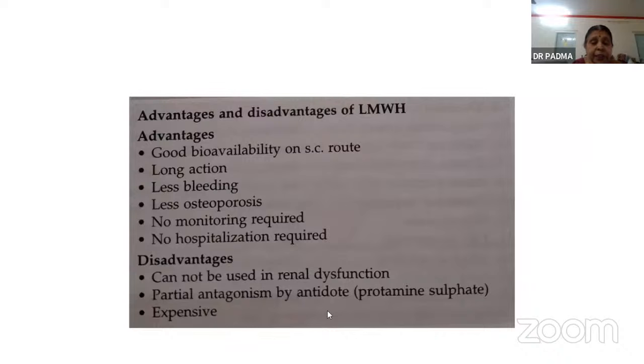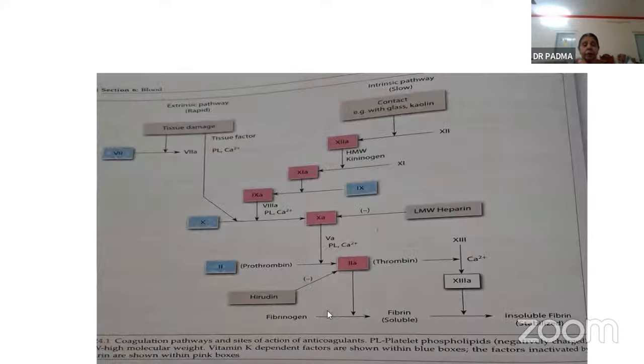Now, a word about unfractionated heparin, as I told you. See, the problem is you have to know coagulation at various levels, which factors are inhibited, so you can use the drug at those stages whatever is needed. In the case of unfractionated heparin, you see that it will stimulate antithrombin 3, and also inhibit factor 10A and 2A. So it is inhibiting at almost three places. So you can see that the adverse effect is bleeding.